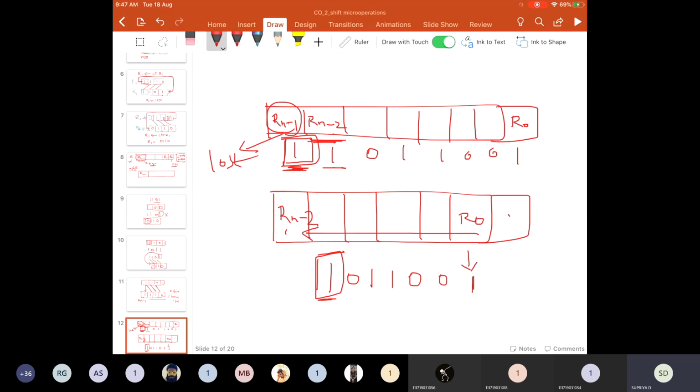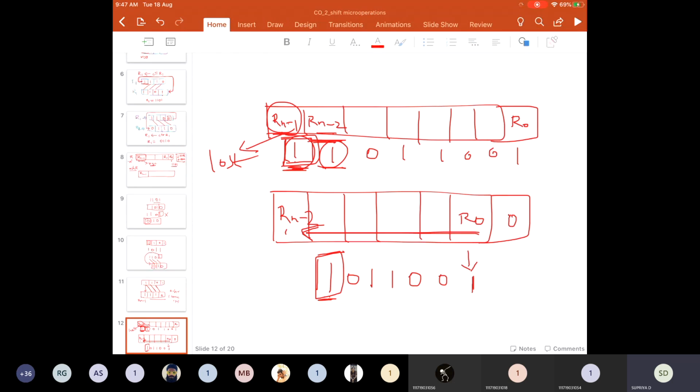After the arithmetic shift left operation, R minus 1 is discarded, and the result is the bits R0 through R minus 2. That means we will be inserting a new 0 at the least significant position, and whatever bits you have from R0 to R minus 2 will be there as they are. Since R minus 1 and R minus 2 have the same sign, the result is not doing any sign reversal.